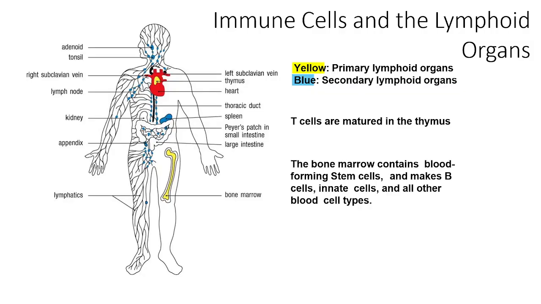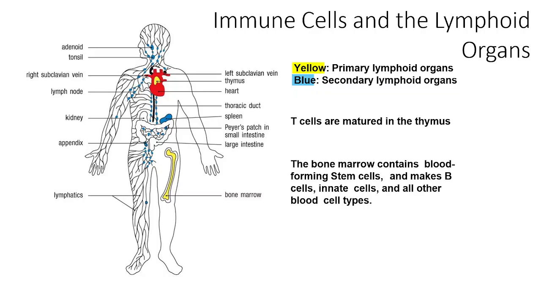Now, moving on to the immune cells and the lymphoid organs. The yellow portion that we see is the primary lymphoid organs, and the blue is the secondary lymphoid organs. So what are the primary lymphoid organs? It's the bone marrow, located inside the bones. It contains blood-forming stem cells. It is the site where the B cells, innate immune cells and all the other blood cells are created. And the thymus, a gland located in the upper chest. It is the specific site where the T cells migrate to mature and become functional.